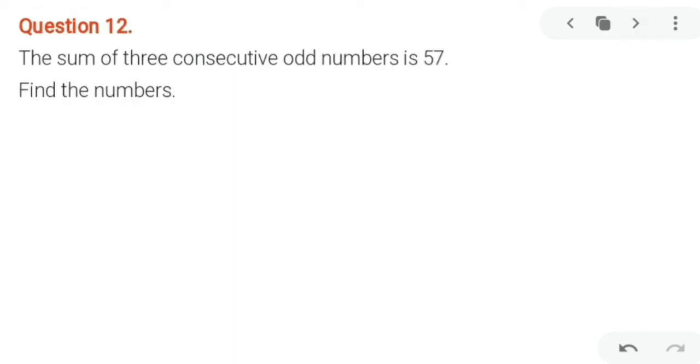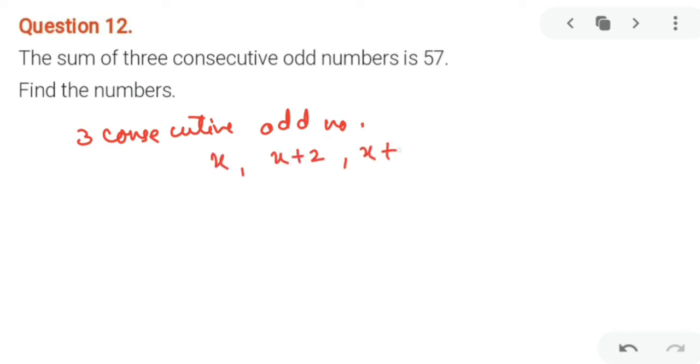Let's jump on to question number 12, which says the sum of 3 consecutive odd numbers. Now what will be 3 consecutive odd numbers? 3 consecutive odd numbers will be x, x plus 2 and x plus 4. And the sum of these 3 will be equal to 57. Can you solve it further?